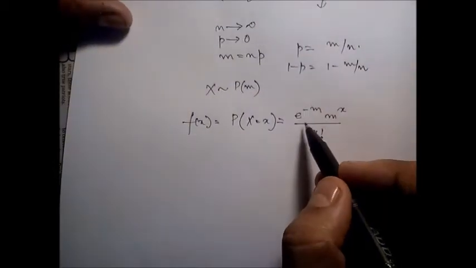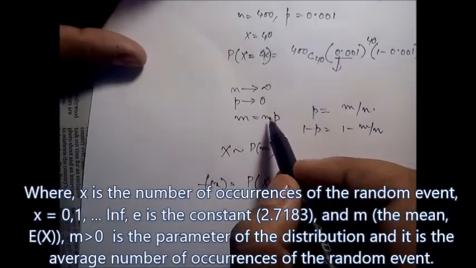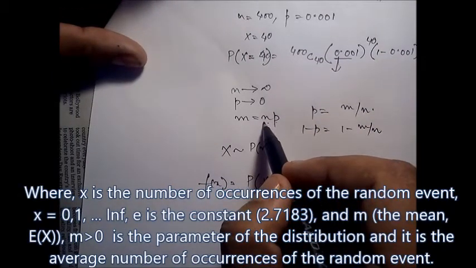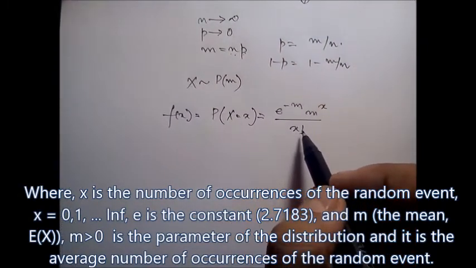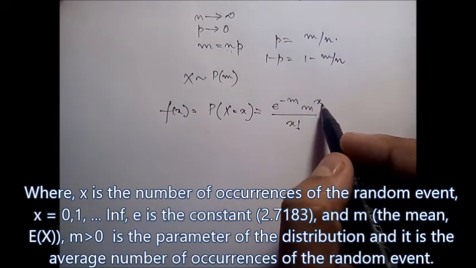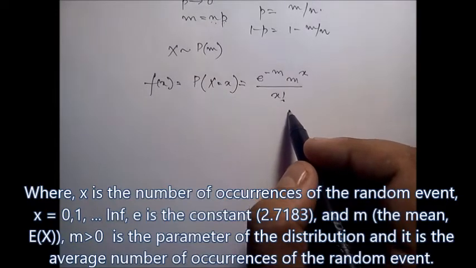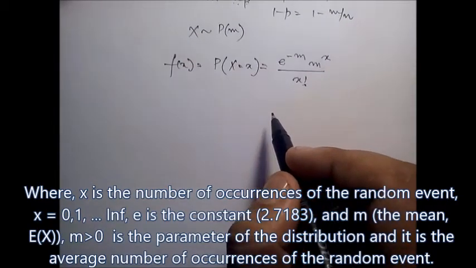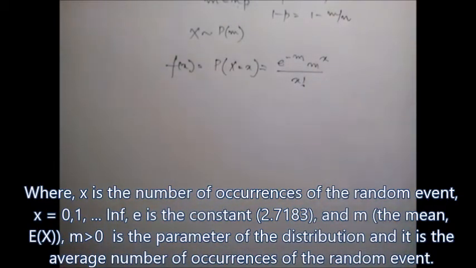So what is e? e is a constant. What is m? m is equal to n into p. What is n? Number of trials. p is the probability. So m is np. What is x? Number of successes. And finally x factorial, where x is the number of occurrences of the random event, x is equal to 0 to infinity.